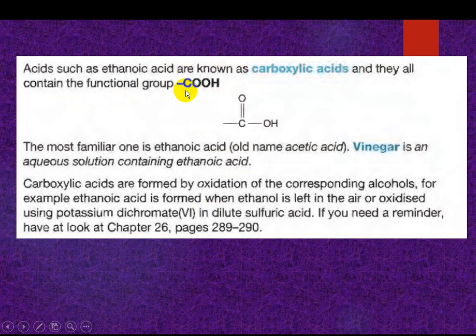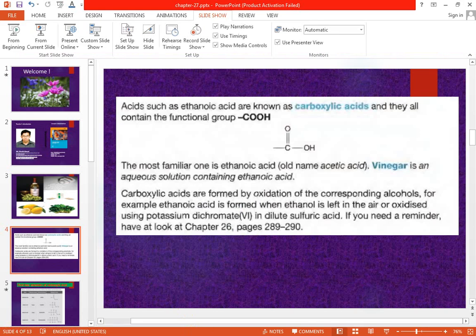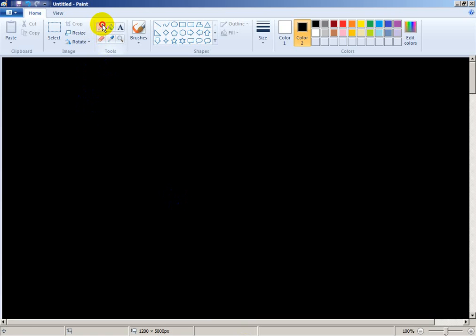How many carbons here? 1 carbon, 2 oxygen, 1 H. Okay, this is the functional group. We write the structural formula, the displayed formula of this functional group, this way. It contains a carbon-oxygen double bond, and a hydroxyl group this way. This is the carboxyl group, COOH. Okay, this is the functional group of carboxylic acid, and its displayed formula is this way.